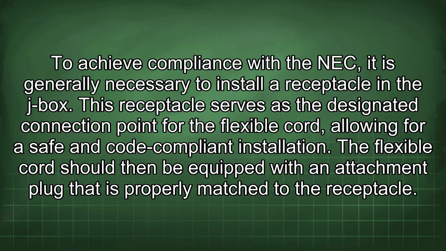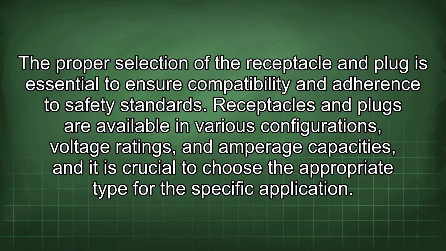To achieve compliance with the NEC, it is generally necessary to install a receptacle in the J-box. This receptacle serves as the designated connection point for the flexible cord, allowing for a safe and code-compliant installation. The flexible cord should then be equipped with an attachment plug that is properly matched to the receptacle. The proper selection of the receptacle and plug is essential to ensure compatibility and adherence to safety standards.